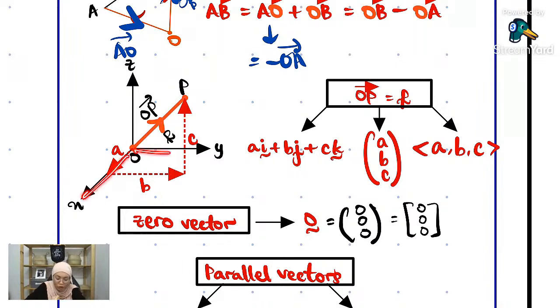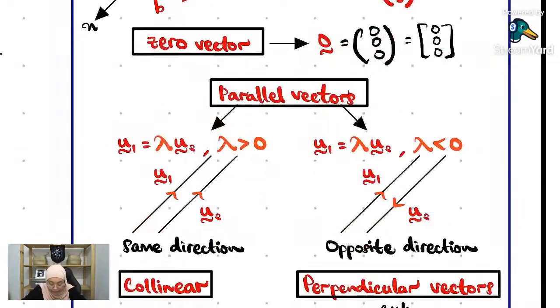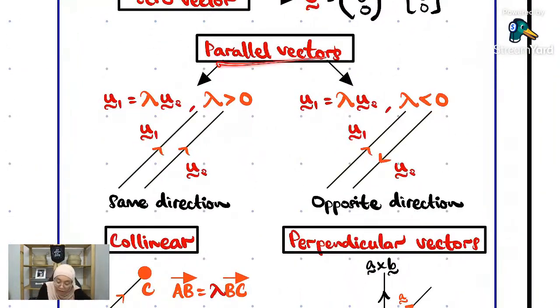Because it has 3 dimensions, 3 axes, right? Quite logical already. Alright. So the zero vector is a vector with zero; it must have a wave symbol there, or you can write it down as 0, 0, 0 downwards like that. And then we have parallel vectors.